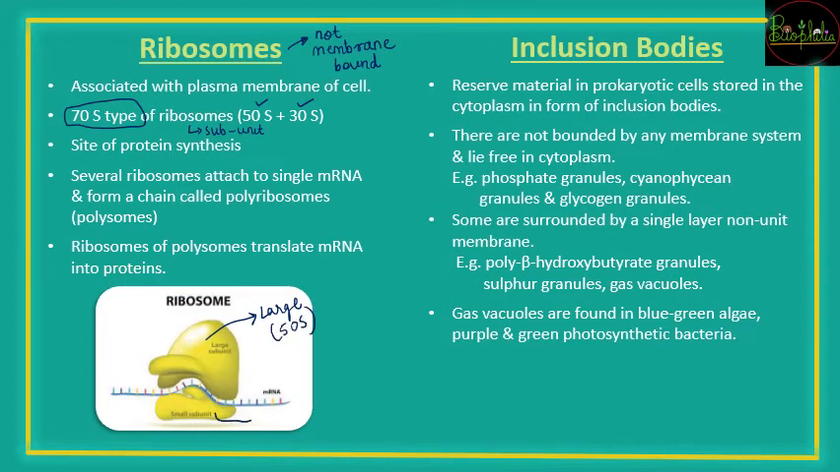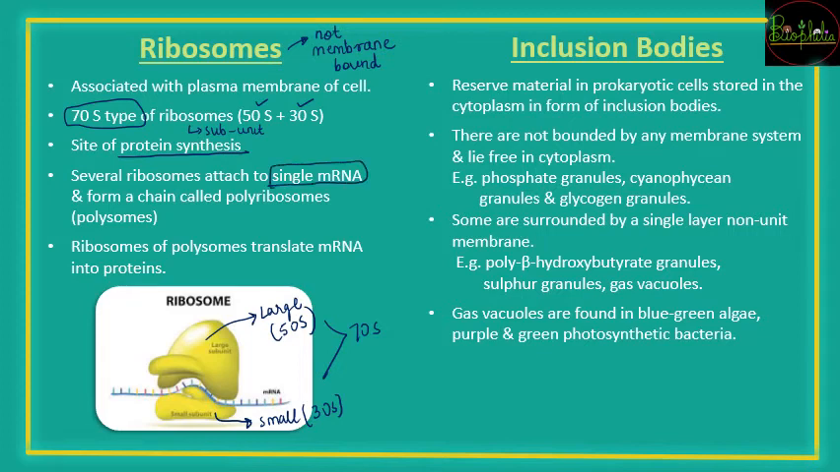वो जो नीचे का जो होगा, that will be the small unit which is going to be 30S. And when they are combined together, they form 70S ribosome. Now these ribosomes are going to be the structures which are involved in protein synthesis. अब ये protein form कैसे करेंगे? These are going to form proteins when they attach to a single mRNA.